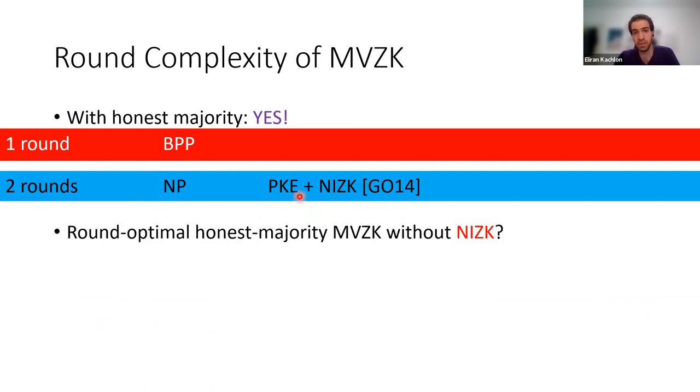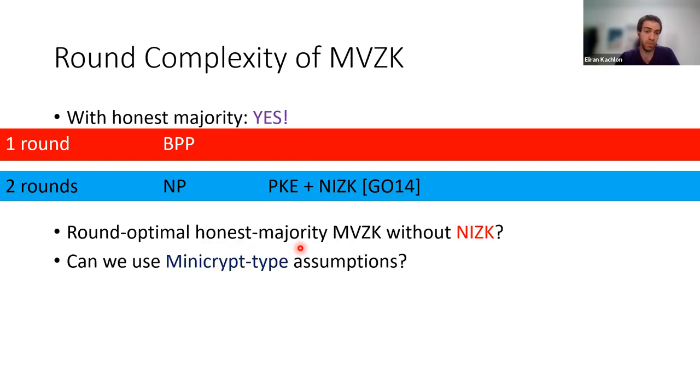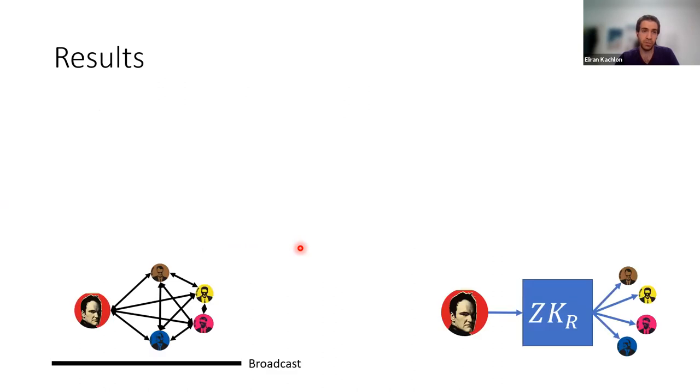But as you can see, the assumptions required for this protocol are essentially the same assumptions required for a non-interactive zero knowledge, or maybe even stronger assumptions like public key encryption. And therefore we ask, can we use the fact that we have an honest majority in order to get rid of the NISC assumption? And who knows, maybe we can even use mini-crypt type assumptions. So in this work, we show that it is possible.